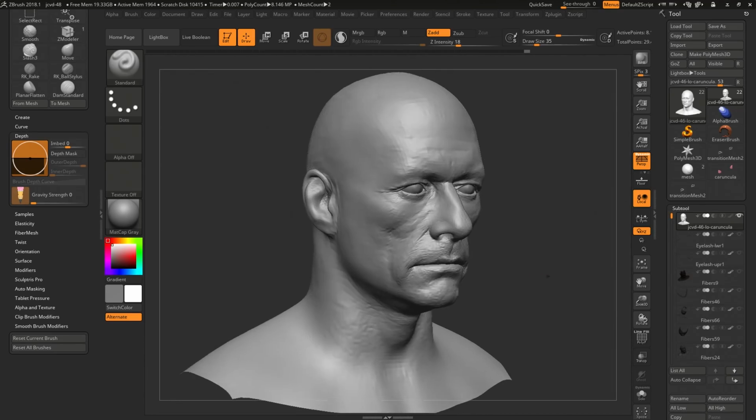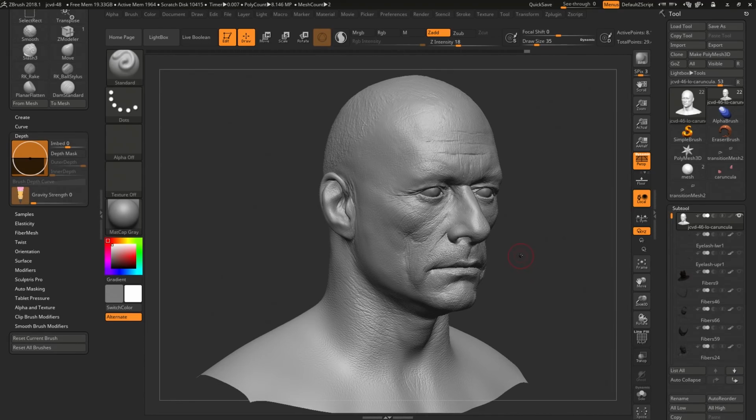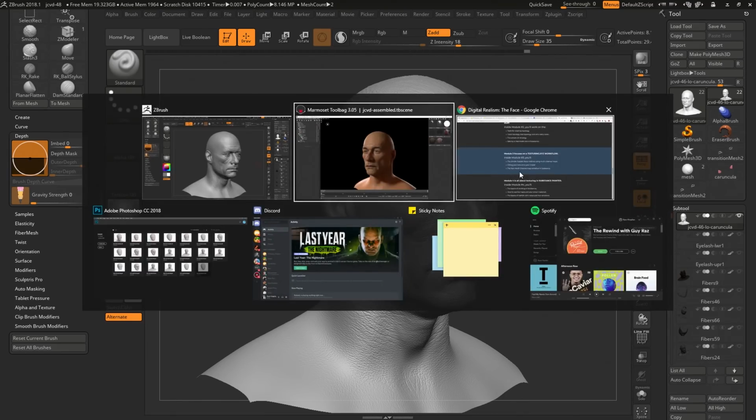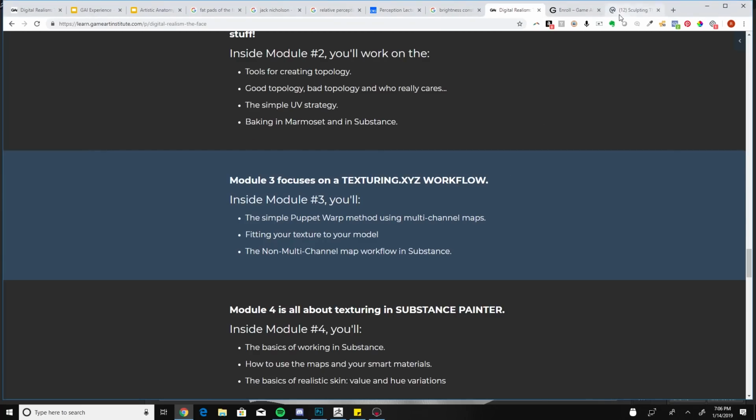Yeah. And then we're going to look at the workflow for texturing. I always love detail. It's one of the things that really drives me. All right. We're going to learn a lot about all of that different stuff.